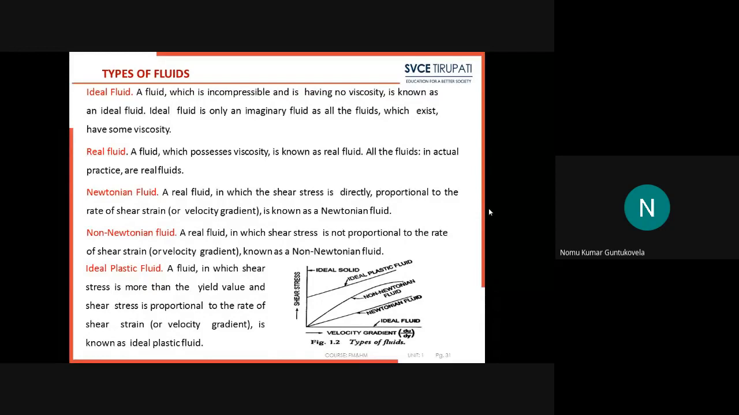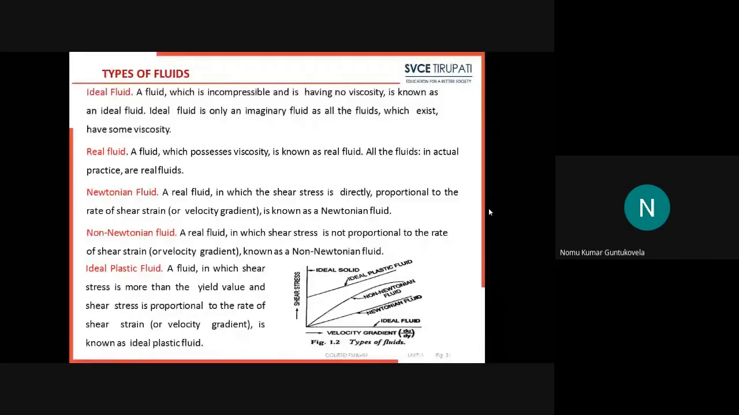Now I'll come to the real fluids. A real fluid has some viscosity, and it should be used in regular practice. Now I'll come to the Newtonian fluids.